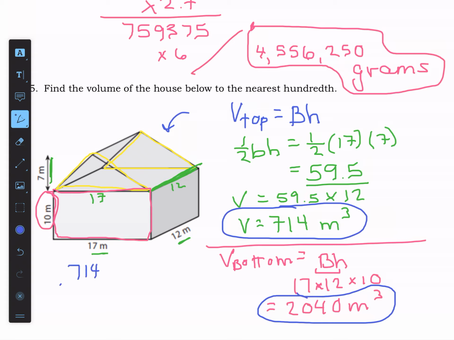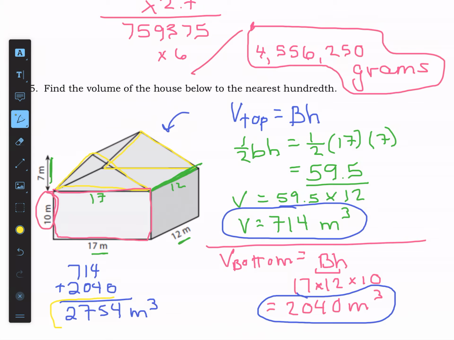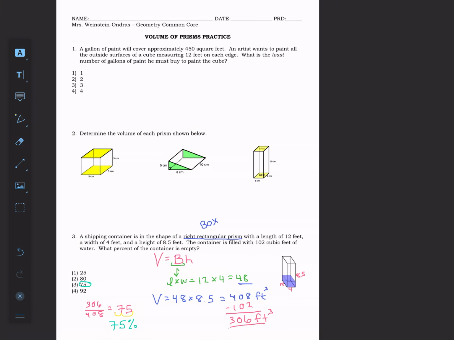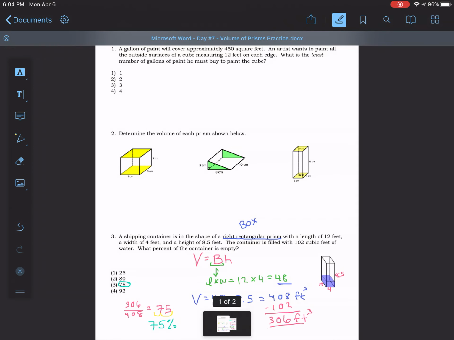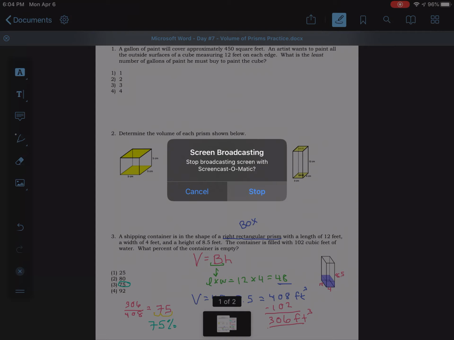cubic meters. Okay, so now that you have the volumes of the two pieces, the final step is just to add them up. You're going to add the volume of the top part, the triangular prism, with the volume of the bottom part, the rectangular prism. So we get 714 plus 2,040, and we end up with 2,754 cubic meters. Okay, and that is our answer.